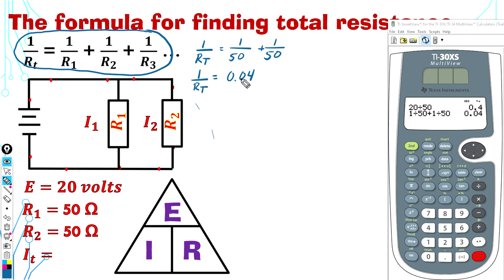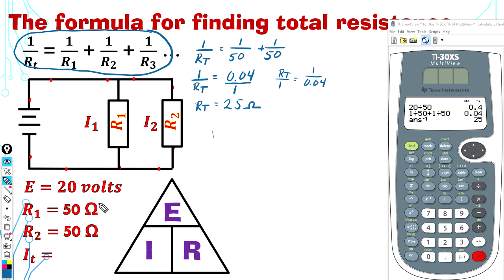Now with 1 over my total resistance equaling this number, all I have to do is take the reciprocal of it. If I flip both of them over, I've got RT over 1 equals 1 over 0.04. And the calculator has a button that will do that for us, the x to the negative 1 button. If we raise something to the power of negative 1, it takes the reciprocal. So I just hit that button, so it's got my answer to the negative 1. I push enter. And so my total resistance, my RT, equals 25 ohms. Okay? So my total resistance will be smaller than my smallest resistor.